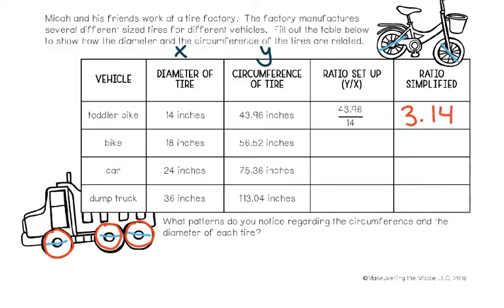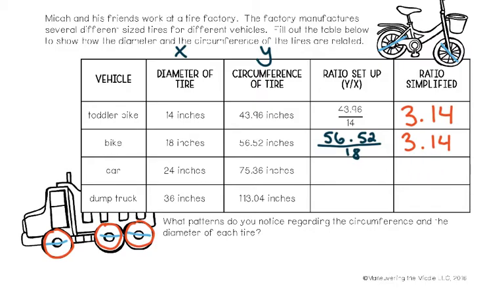Okay, so hopefully you just did that by yourself and you got the number 3.14, if you did it right. So let's look at the second vehicle. The second one is a bike, and that has a bigger diameter, so it also has a bigger circumference. Let's set up a ratio the exact same way that we did before. Let's take our circumference divided by the diameter. So I just set up a ratio, 56.52 over 18. Remember, that line means divide, so when I want to simplify the ratio, I'm going to go ahead and just divide that. Take a second, pause the video, try that yourself, and then press play when you're ready to check. If you did it right, you got the same number, 3.14.